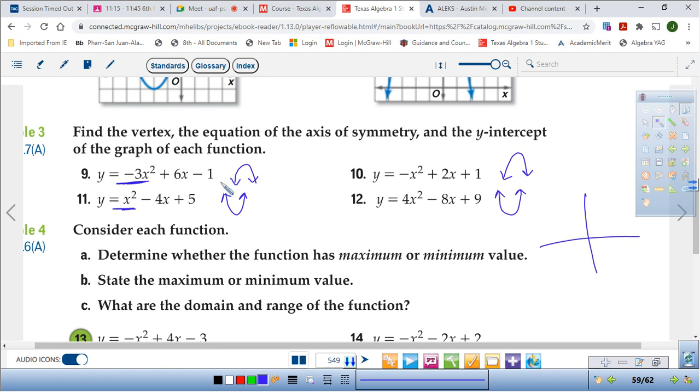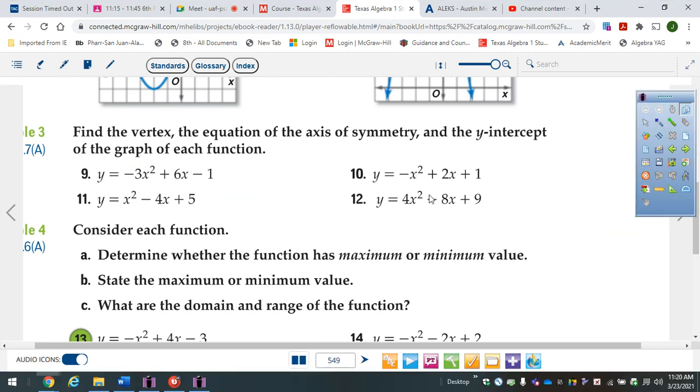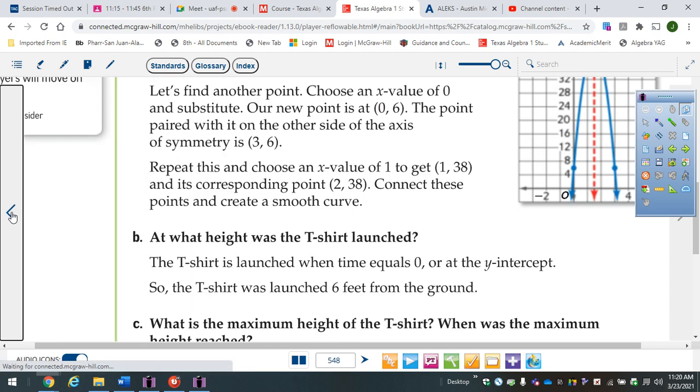So, Tristan, ready? This is a negative. This opens down. Positive opens up. Everybody got it? Thank you, Tristan, for always helping out, commenting, and seeing what's going on.